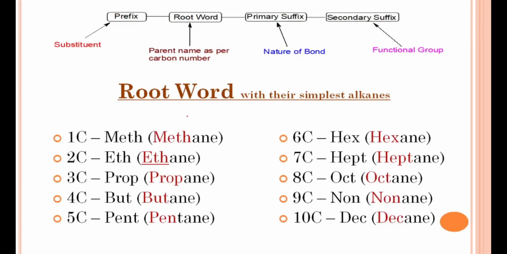In my first video I discussed that any nomenclature of hydrocarbons can be divided into 4 parts: prefix, root word, primary suffix and secondary suffix. Prefix denotes the substituents present in the hydrocarbon. Root word gives the name according to the carbon number. Primary suffix denotes the nature of bond, whether it is alkane, alkene or alkyne. Secondary suffix denotes the functional group attached to the hydrocarbon. For the root word, 1 carbon atom is meth, 2 carbon atoms eth, 3 carbon atoms prop, and so on. So we will proceed with today's topic.